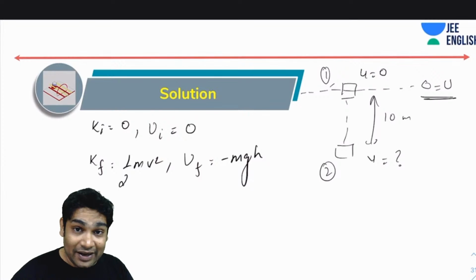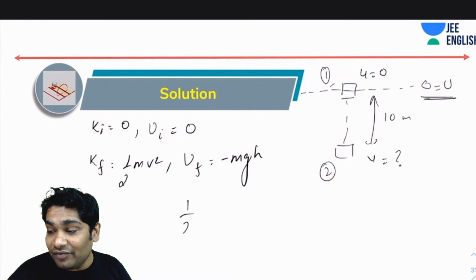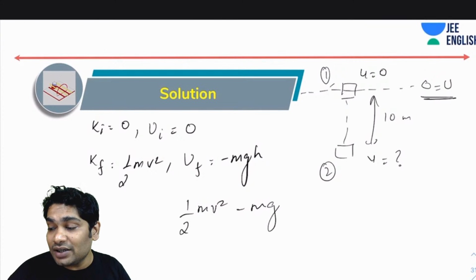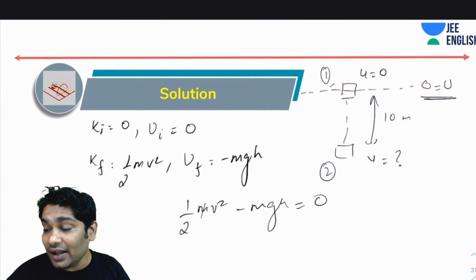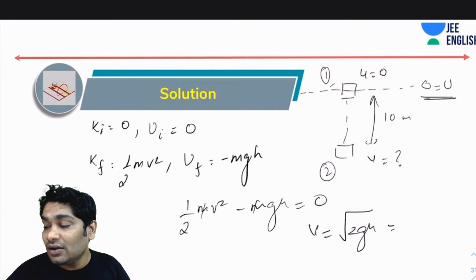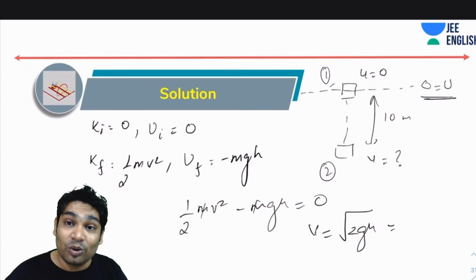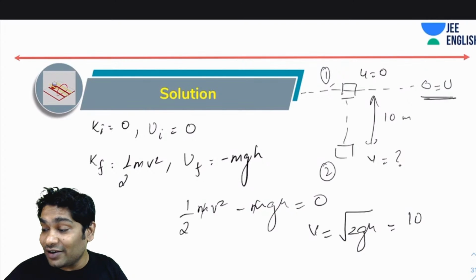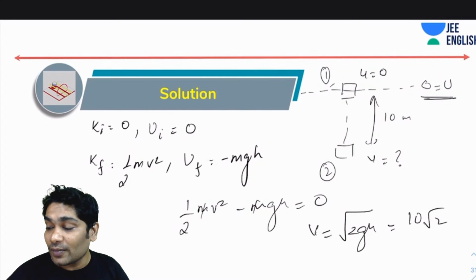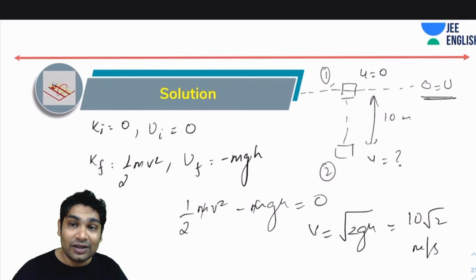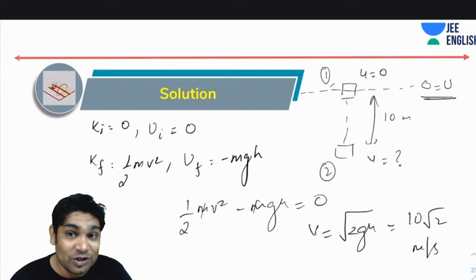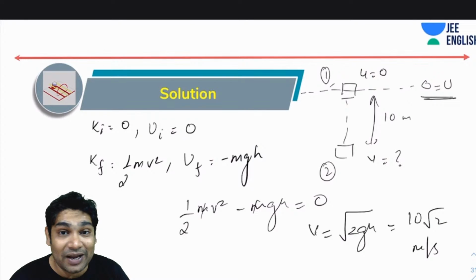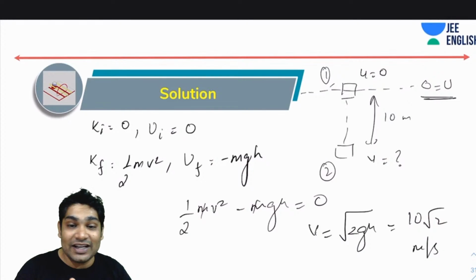So now you can apply conservation of energy, and you can say half mv square minus mgh equals 0. The m's get cancelled out. I get v as root 2gh. And substituting the values, I have root 200, which is 10 root 2. Alright, so this we solved without using any acceleration equations, without using anything else. We just applied conservation of mechanical energy. Yes, Pawan, well done.